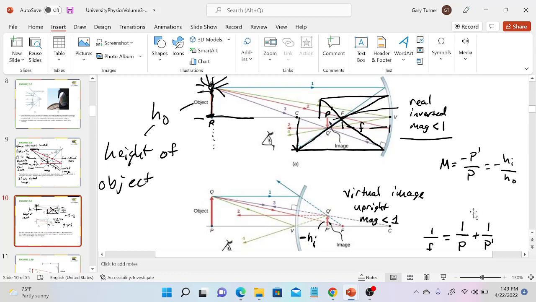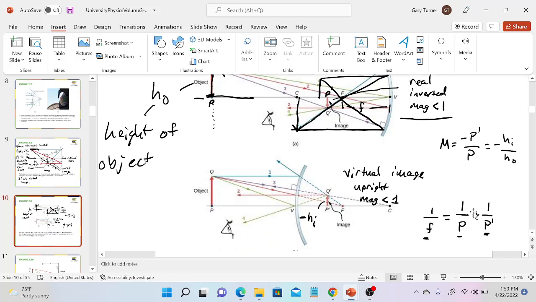Then something peculiar happens. Okay, something very peculiar happens when you bring your object P to the focal point, because then you have 1 over F would equal 1 over F plus 1 over P prime, but you can't have that. Or you can, but that means that 1 over P prime has to be 0. That means P prime has to be infinitely large. 1 over infinity goes to 0. This is where your image gets really, really blurry. There is no defined image.